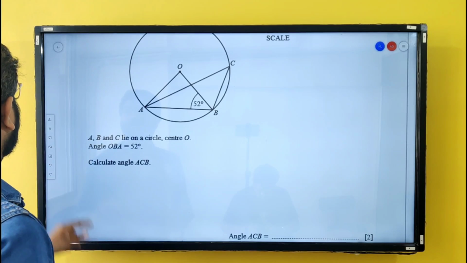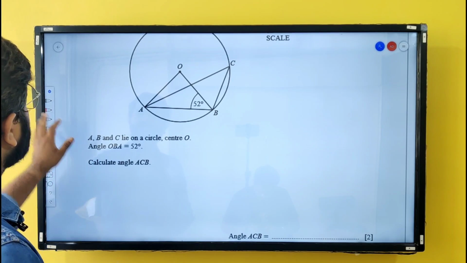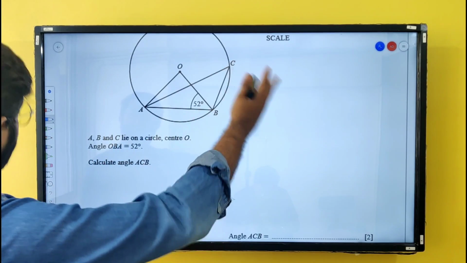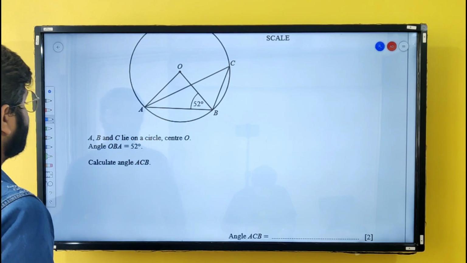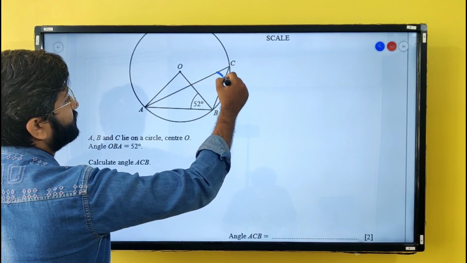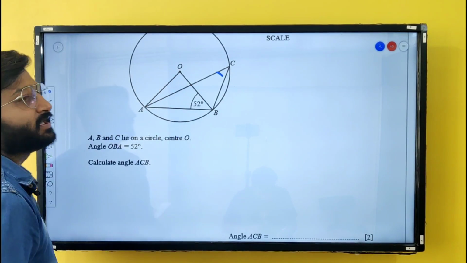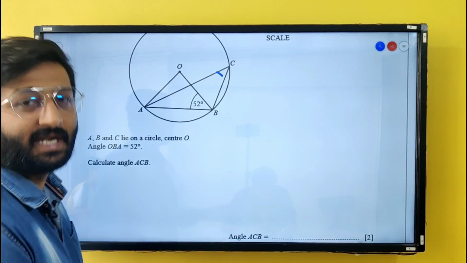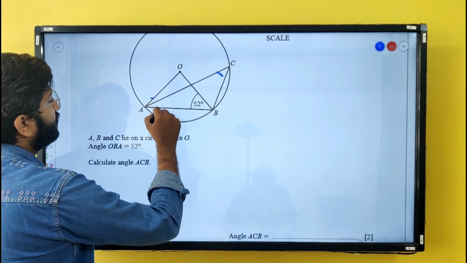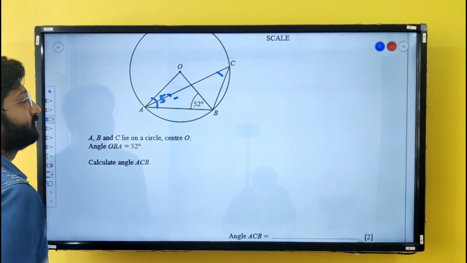Next, A, B and C lie on a circle with center O. Angle OBA is 52. Find angle ACB. Okay, I am supposed to find this angle. Now I know OA and OB are going to be equal because they are radii. So if this is 52, this is also going to be 52.